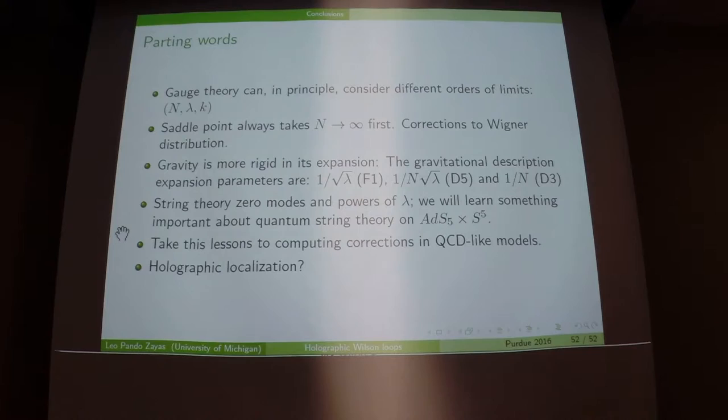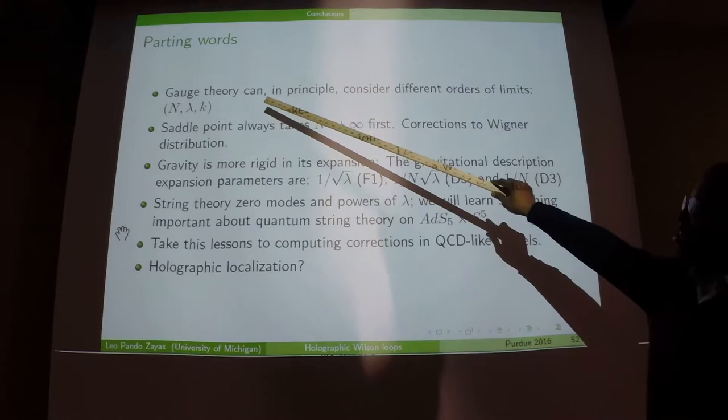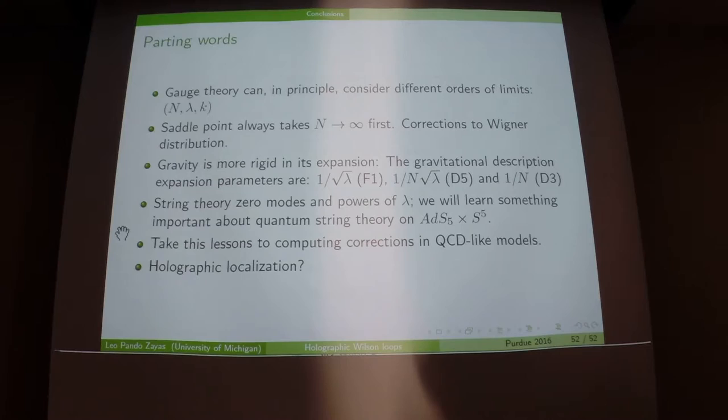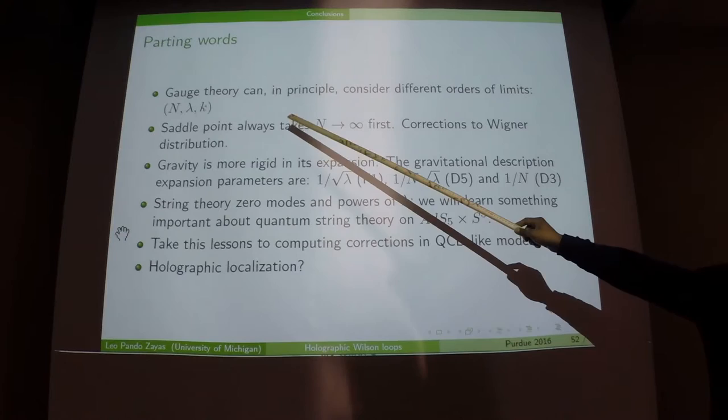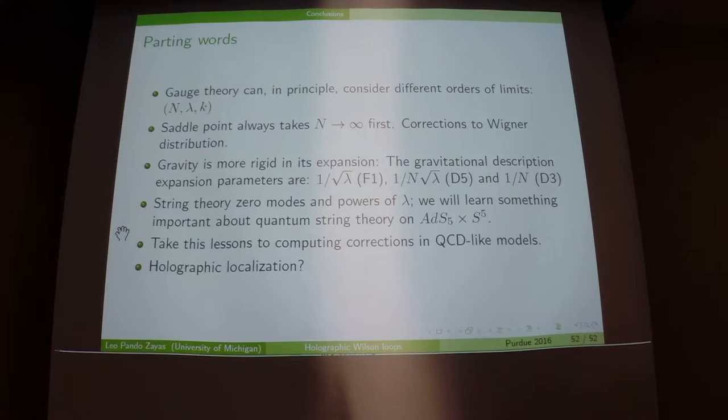Again, this is pretty much a work in progress, but I think that we have learned a few things. So more or less summarizing, there are some discrepancies, and yes, we believe that most of this is due to the fact that in gauge theory, I can, in principle, compute in whichever order of limits I want. But string theory somehow seems to give me a particular expansion, and I need to understand that, because when you do saddle point, or in the large matrix model approximation, you always take N to infinity first, so that your eigenvalues become continuous, and then you have a distribution. So perhaps we need to go back to the matrix model and revisit that. But I think that having some input from gravity in this case is good.